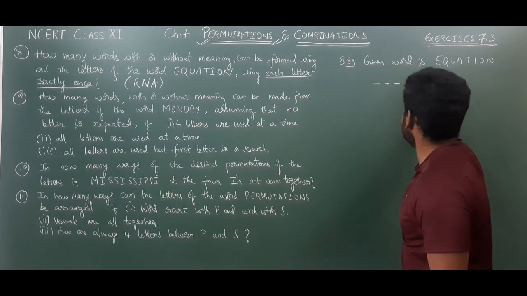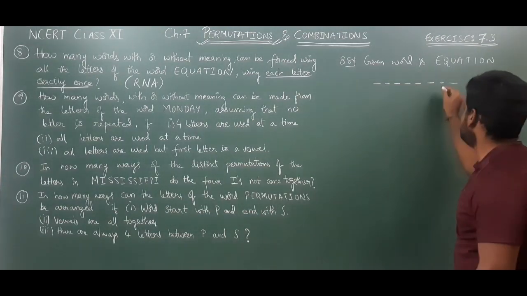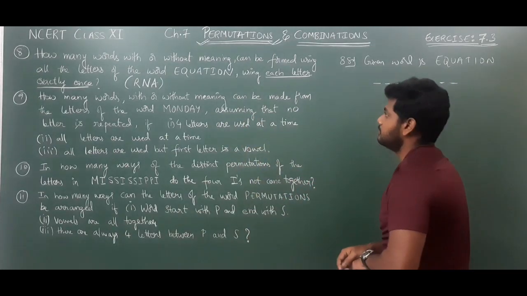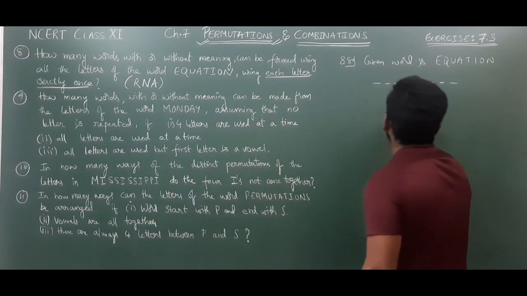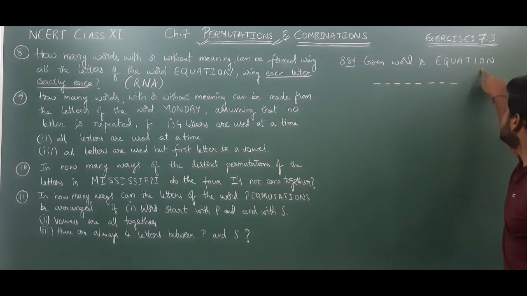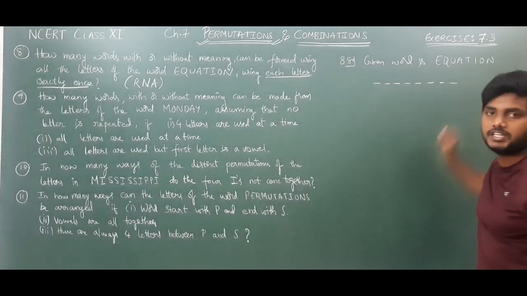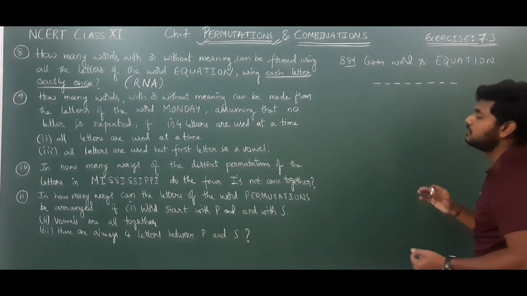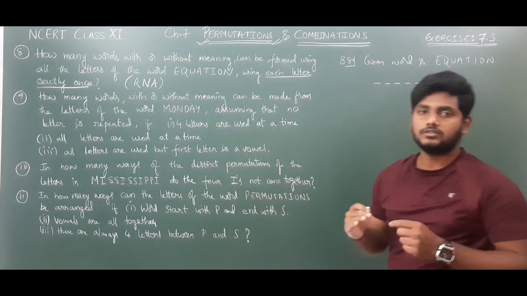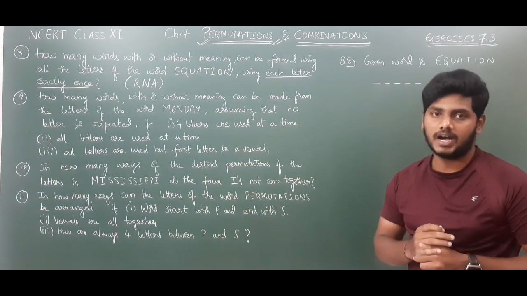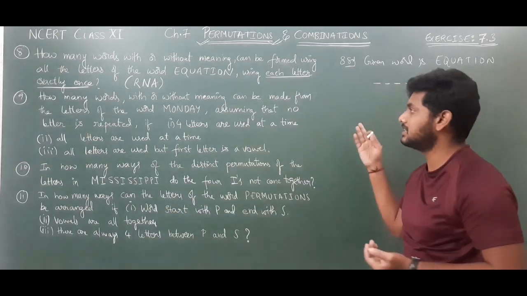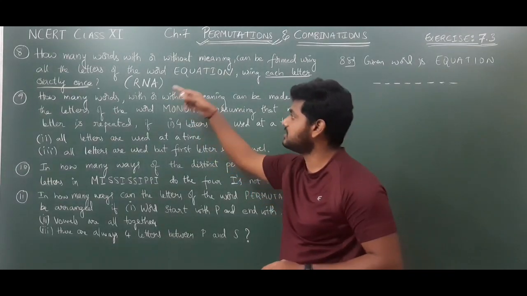1, 2, 3, 4, 5, 6, 7, 8. We need to find the 8 letter words. In how many ways, with or without meaning, can we form them? Here we need to observe whether any letter is repeated in the word EQUATION. First we need to check. Any letter repeated? E no, Q no, U no, A no, T no, I no, O no, N no. So there is no repetition of letters here. So we need to go for either nPr or n to the power of r. Can we use n to the power of r here? No. Why? Because the case is repetition not allowed.